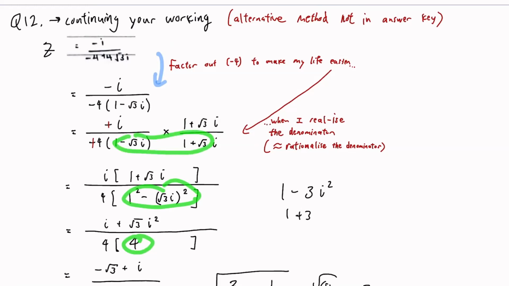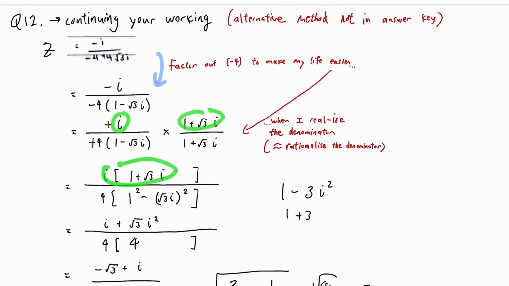Then the numerator, I multiplied by 1 plus root 3i. Distribute the i, I get i plus root 3i square. Also, by the way, there's a negative at the top and bottom, so I just cancel them off. Sorry, I forgot to mention that. I cancelled them off already, that's why I'm left with i and a 1 plus root 3i. Then I multiply them together to get i plus root 3i square.